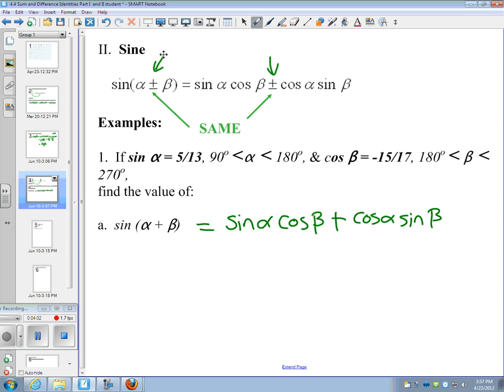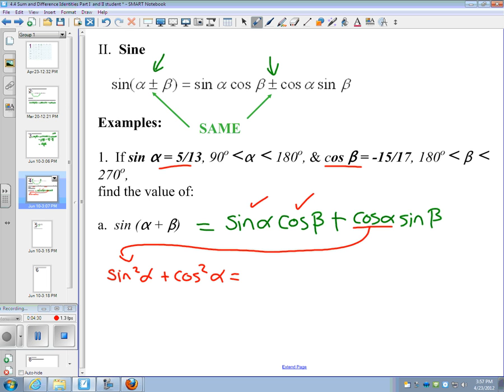We know sine alpha, that's given to us right here. We know cos beta, that's given to us right here. So we need to find cos alpha and sine beta. And what we're going to do is use identities to do that. So the first identity I'm going to use is that sine squared alpha plus cos squared alpha is equal to, you guys know this identity by heart, the Pythagorean identity, that's equal to 1.